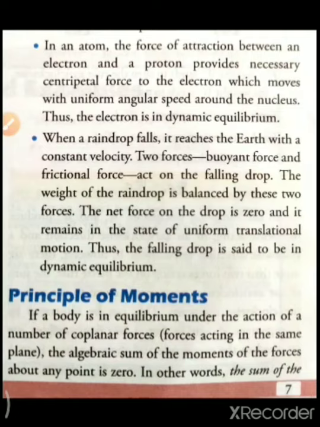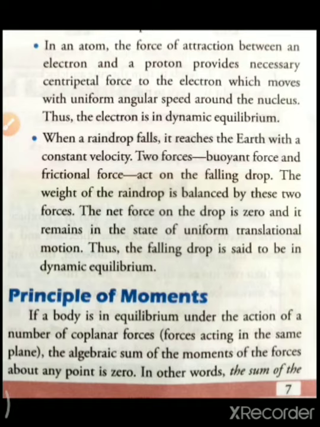So in an atom, the force of attraction between an electron and a proton provides the necessary centripetal force to the electron, which moves with uniform angular speed around the nucleus. That means on a particular orbit, all the electrons are revolving. Thus the electron is in dynamic equilibrium, moving with a constant, uniform angular speed. It may not be very fast, it may not be very slow.